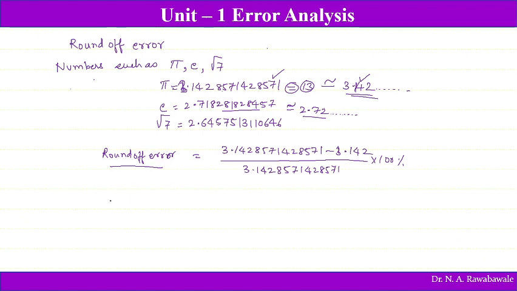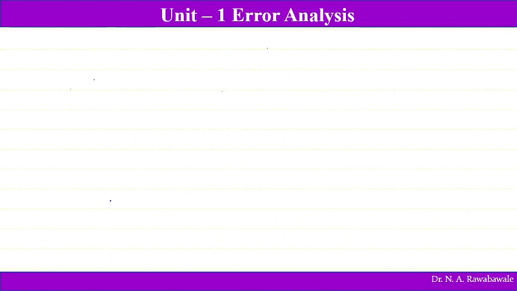So now the next one is truncation error. So what is this truncation error? The truncation errors are those that result from using an approximation in place of an exact mathematical procedure. So truncation error is introduced because we are going to use approximations instead of using the exact mathematical procedure.